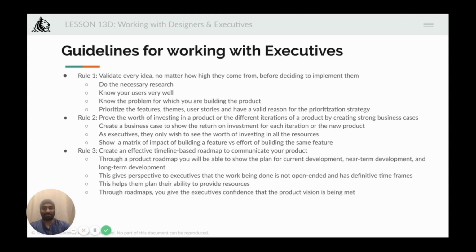These are three simple guidelines. Okay. First of all, validate every idea, no matter how high they come from, before deciding to implement them. You should do your necessary research. You should know your users very well. You should know the problem for which you're building the product. You should know the urgency and priority of these features and themes in user stories. Okay. And you should have a proper valid reason for the prioritization strategy.